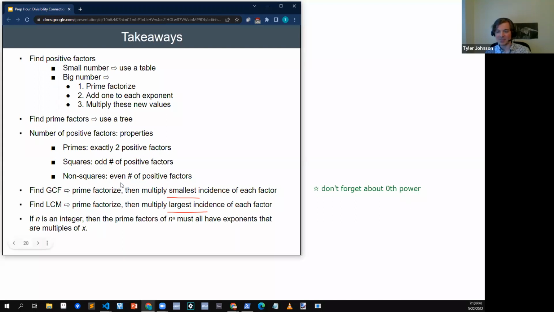And then finally, that last rule we talked about. If n is an integer and we're taking some power of n, every factor in that prime factorization needs to have exponents that are multiples of x. So if we square, everything's got to be even. If we cube, everything's got to be multiples of 3.